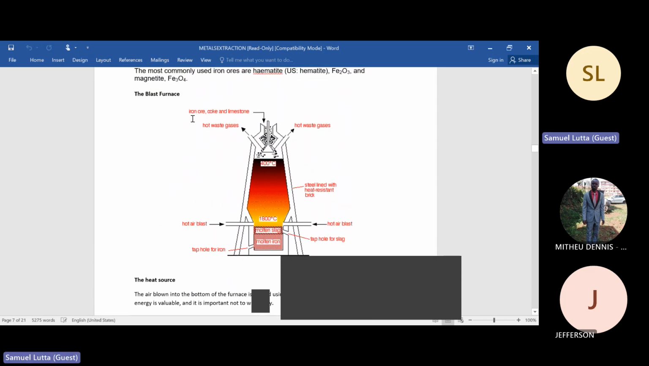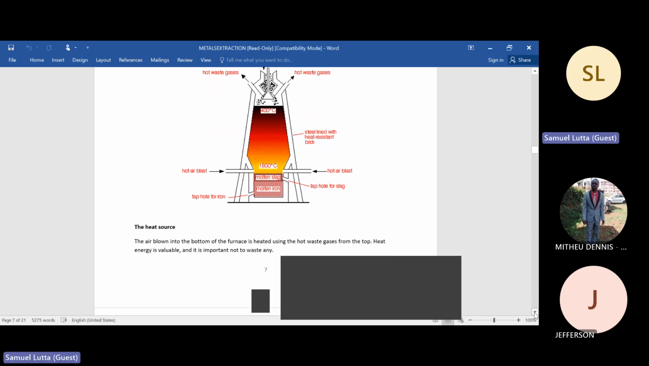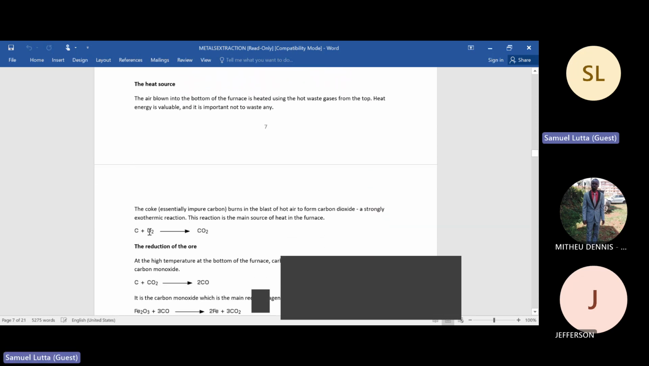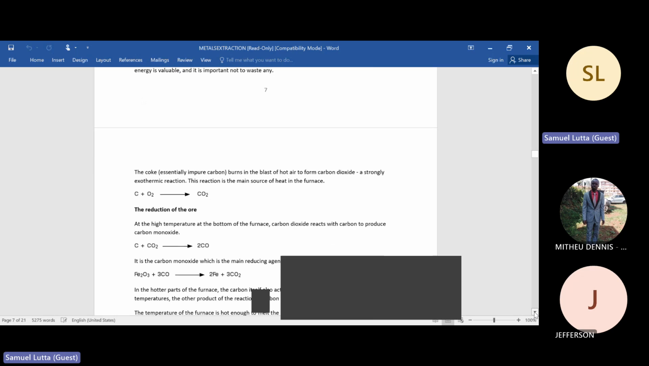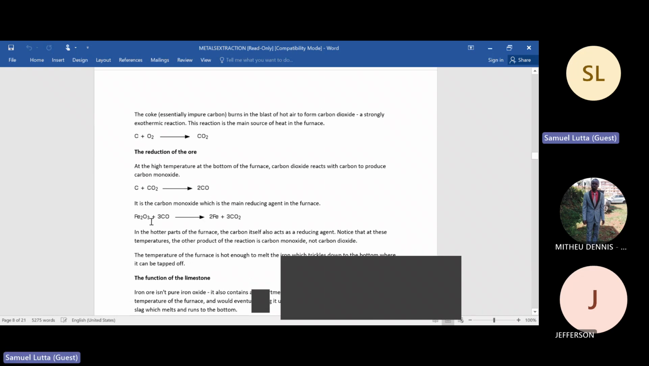We said you introduce iron oxide, coke, and limestone. So what happens is that carbon, which is coke, will combine with oxygen to form carbon dioxide. And as the temperature increases, the carbon dioxide will combine with more carbon to form carbon monoxide, which is also a reducing agent for the process. The carbon monoxide which is formed will react with our raw material, which is iron 2 oxide, and reduce it to form iron plus carbon dioxide.